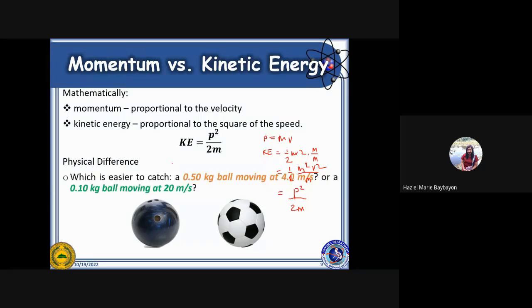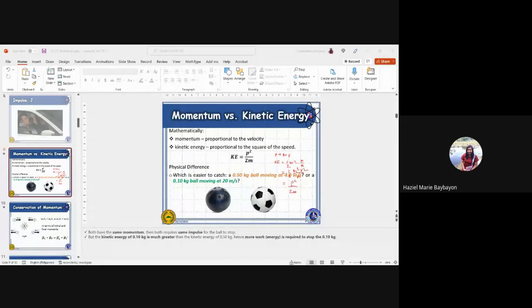So what is their physical difference? Okay, so we have here a situation. Which is easier to catch? A 0.5 kilogram ball moving at 4 meters per second, or a 0.1 kilogram ball moving at 20 meters per second? Okay, pwede mo mag-answer sa chat box, class. So which is easier to catch? The 0.5 kilogram ball, why?